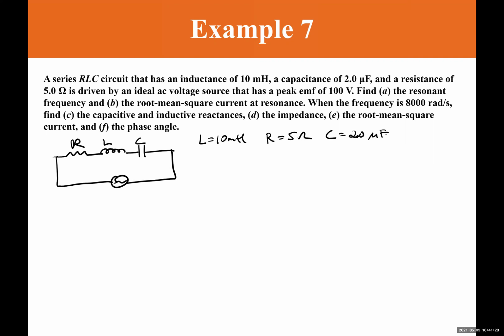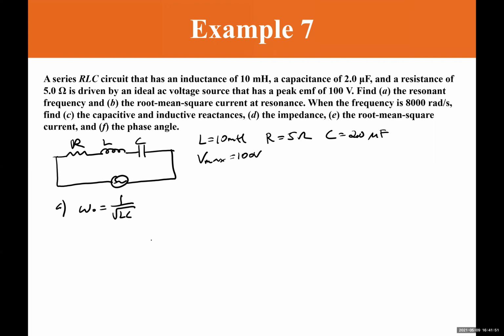All right, so we are also given Vmax as 100 volts. For part A, we want to find the resonance frequency. So let's look at it in terms of resonance frequency. For part A, it's simple enough because the resonance frequency is equal to 1 over the square root of LC.